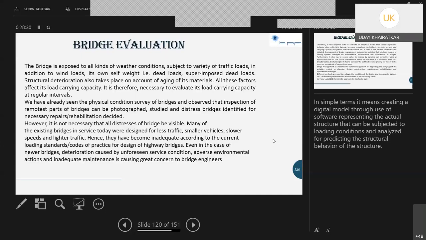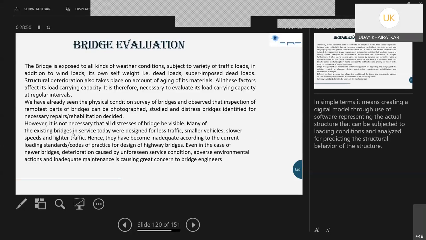We have already seen the physical condition survey of the bridges and observed that even the remotest part of the bridge can be photographed, studied, and distressed bridges identified for necessary repairs or rehabilitation. However, it's not necessary that all distressed bridges be visible. A bridge may actually be under distress but not visible to the naked eye.